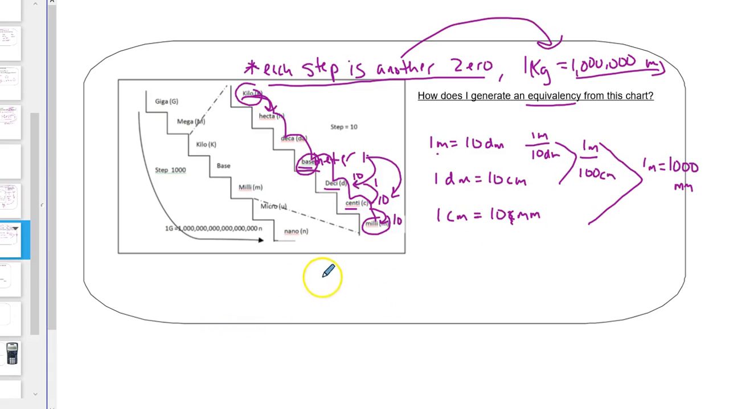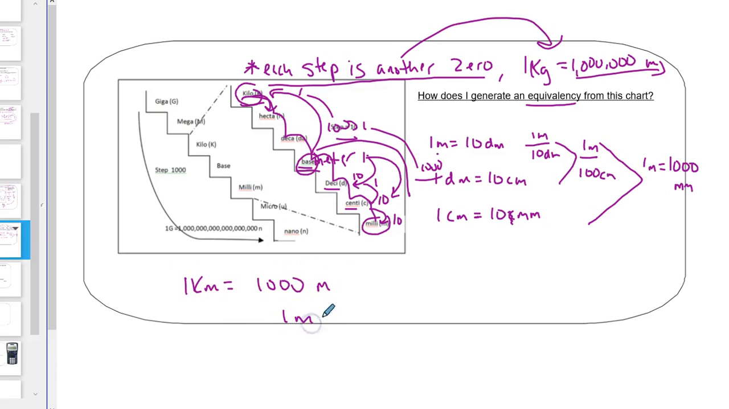Another thing that I tend to tell kids is a good thing to have in your brain or memorize: it's 1,000 to the outside. So one of these is 1,000 to 1, and that's a really common thing that we use. So 1 kilometer equals 1,000 meters. 1 meter equals 1,000 millimeters. 1 kilometer equals 1 million millimeters.